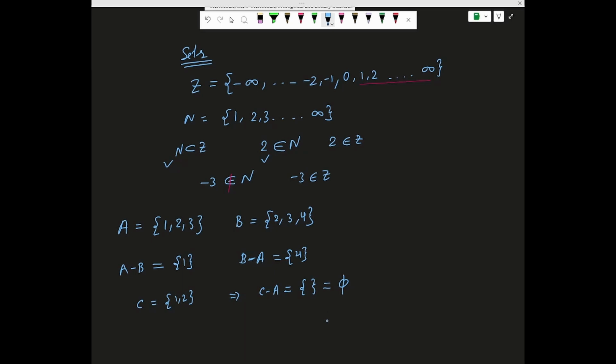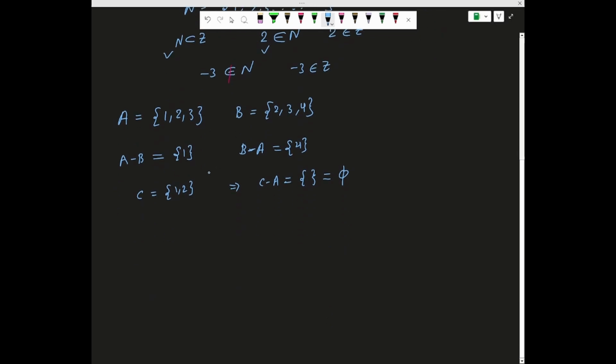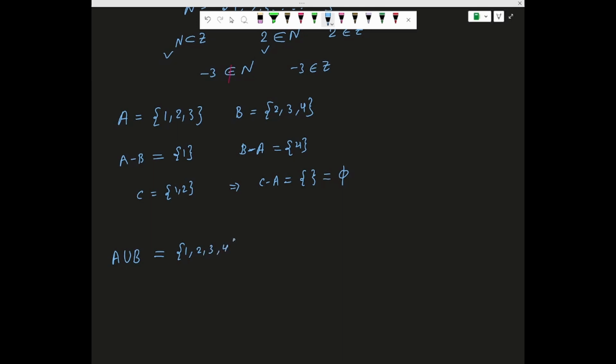Starting from here, we can now jump to the union and intersection of two sets. Let's think about union. So A union B. Here we keep the common elements as well as the uncommon elements. We do not count common elements twice, right? So it's 1 which is uncommon, then 2 and 3 are common, then 4 which is uncommon.